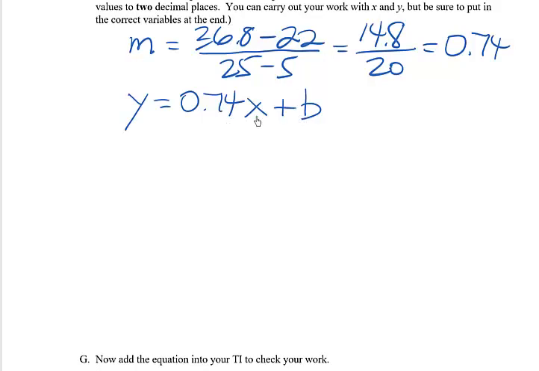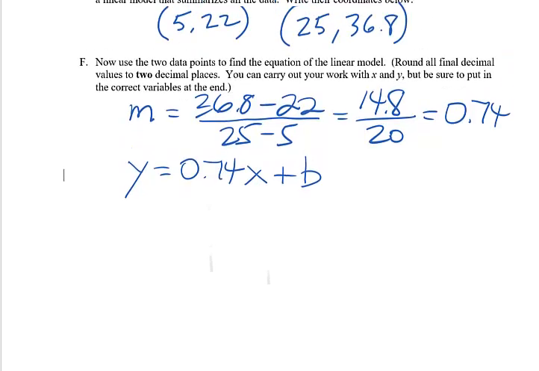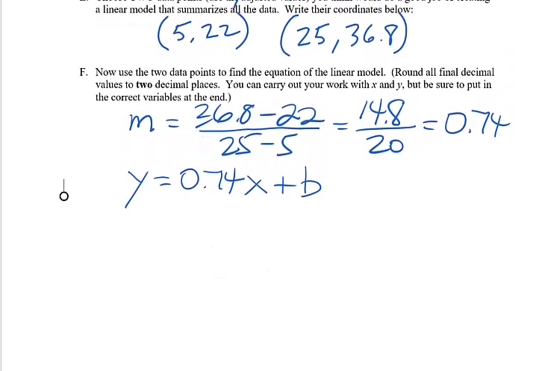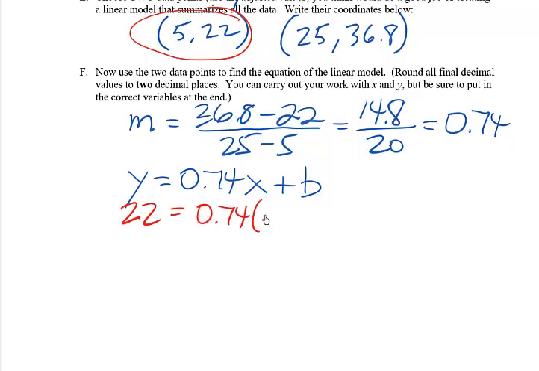Then I temporarily fill in one of my 2 points. It doesn't really matter which one. Maybe I'll just go ahead and pick this one. The numbers look smaller. I temporarily fill in those values for my x and y. So that would be 22 where the y goes, and 5 where the x goes.